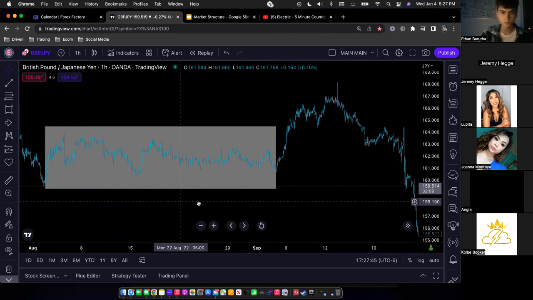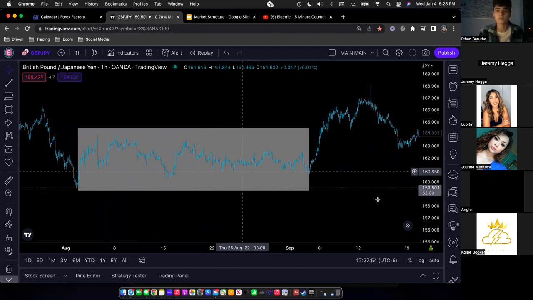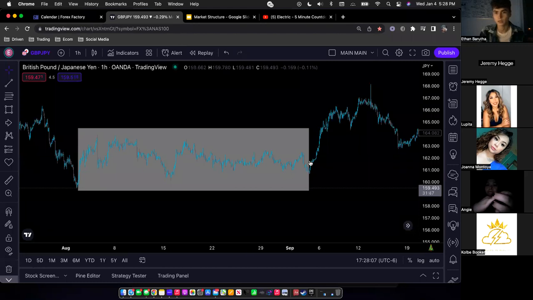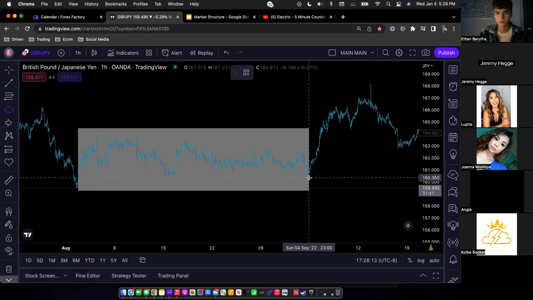So with that being said, you need to be patient for a breakout. So let's go over to our picture here. Okay, so you see how there was a breakout that happened here? Well, guys, look, there's a breakout that happened right here. So let's mark it up. I like the Eclipse tool. It's pretty lit.